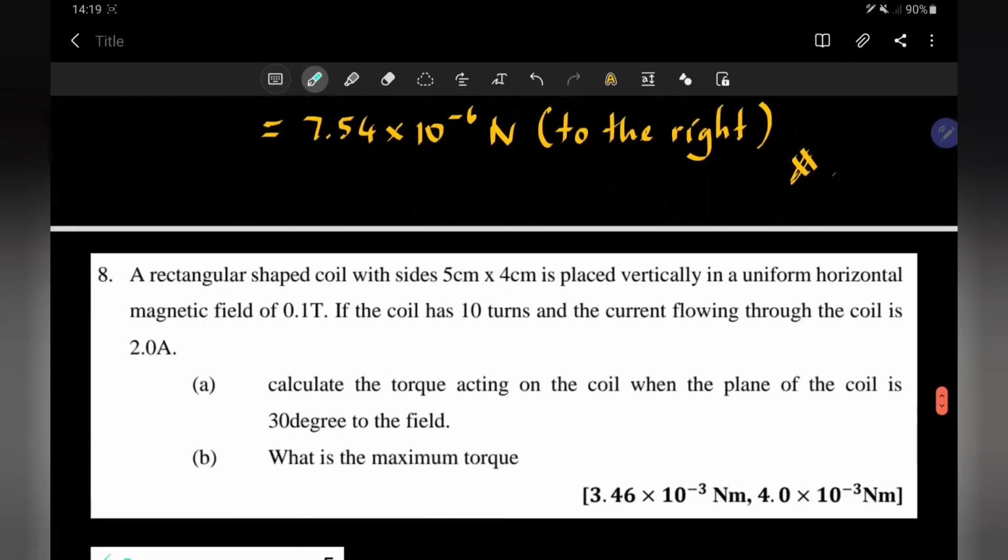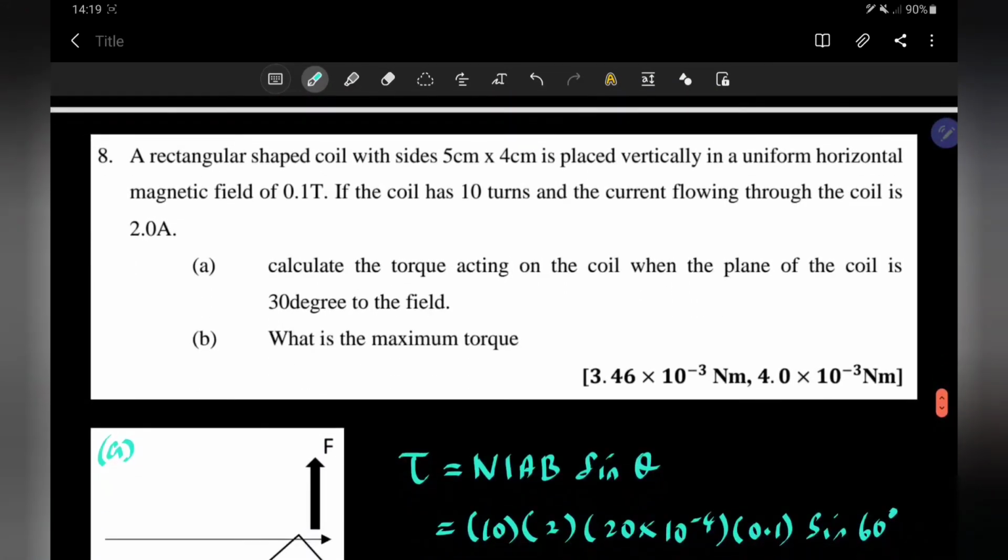Okay, next, question number 8. What do we have? A rectangular shaped coil with sides 5 cm times 4 cm is placed vertically in a uniform horizontal magnetic field of 0.1 Tesla. If the coil has 10 turns and the current flowing through the coil is 2 amperes, calculate the torque acting on the coil when the plane of the coil is 30 degrees to the field. What is the maximum torque?